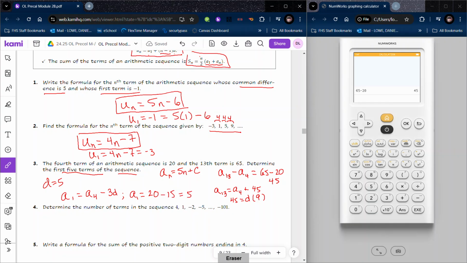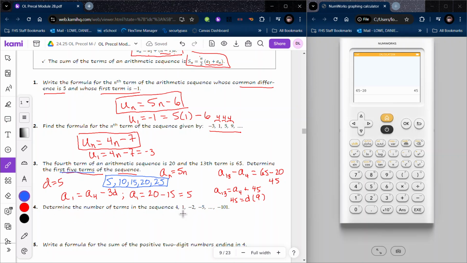Right? That means then that my constant is 0 and that my a sub n term is going to be 5n. But that's not what I'm asked to do. I'm asked to figure out the first 5 terms of my sequence. So my first 5 terms are going to be 5, 10, 15, 20, and 25. All right? So I'm essentially just counting in 5s with a common difference of 5.